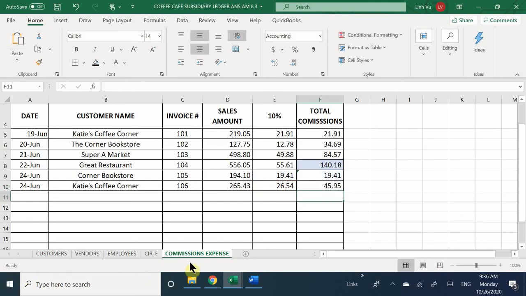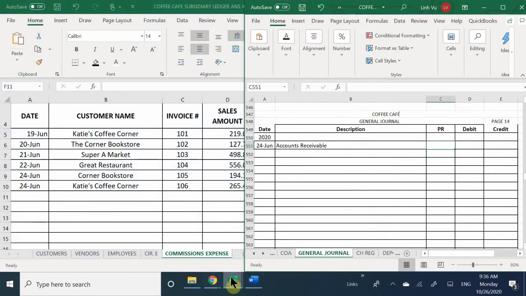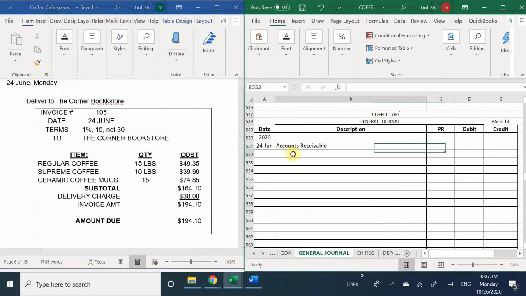Go to the general ledger, journal. Accounts receivable and 11,000. Got it. And credit sales regular coffee. Sales supreme coffee. And sales celebrate coffee mugs. Okay. Delivery income.